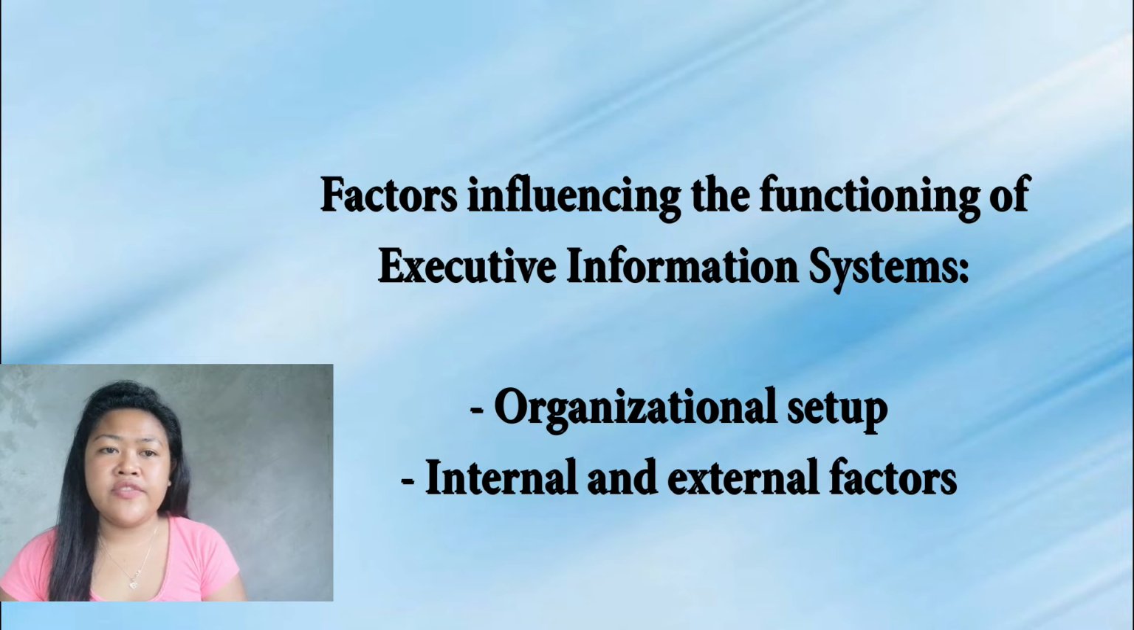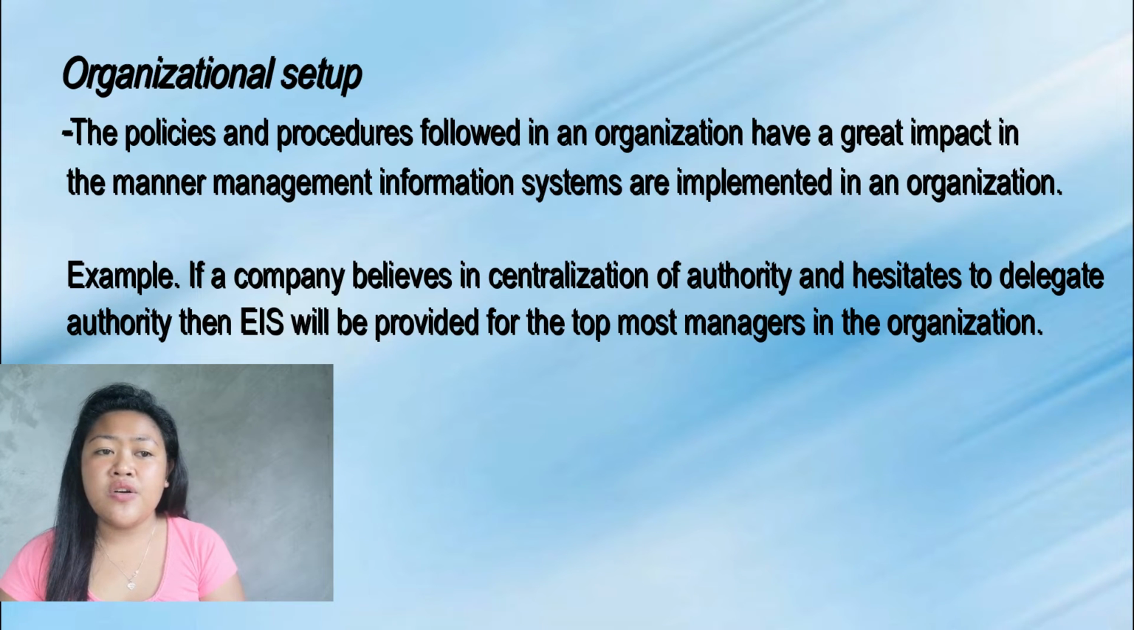Factors influencing the functioning of executive information system. One is organizational setup, and the other is internal and external factors. Organizational setup. The policies and procedures followed in an organization have a great impact on the manner in which management information systems are implemented in an organization. For example, if a company believes in centralization of authority and hesitates to delegate authority, the EIS will be provided for the topmost managers in the organization.